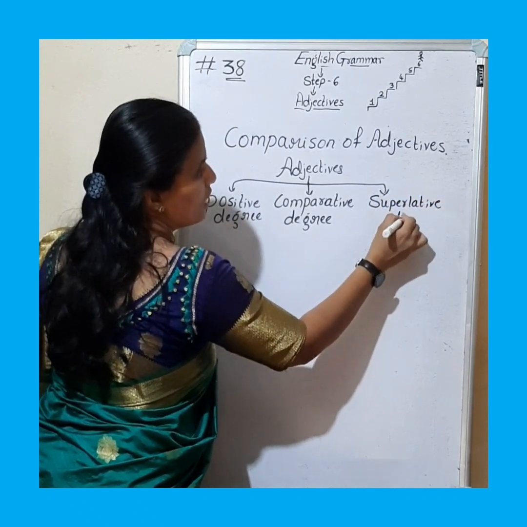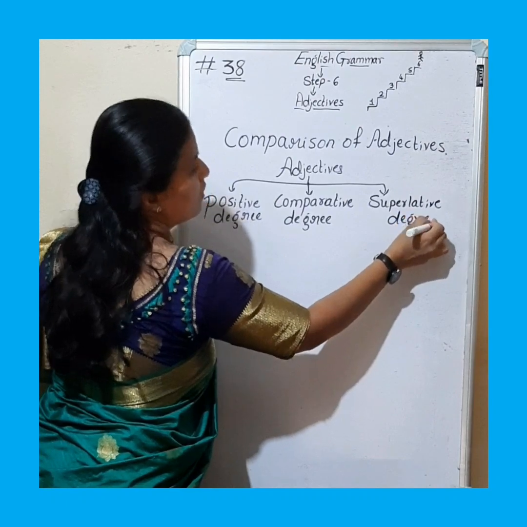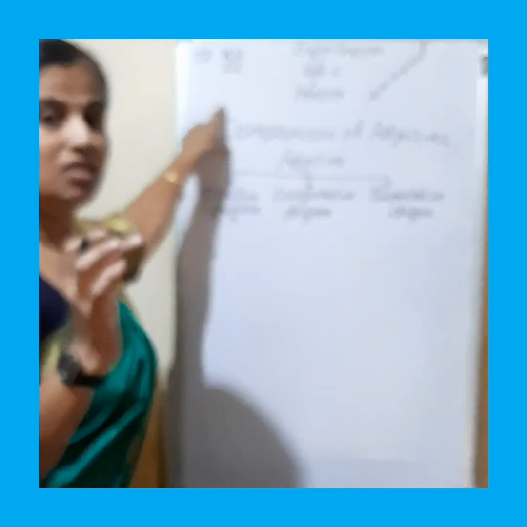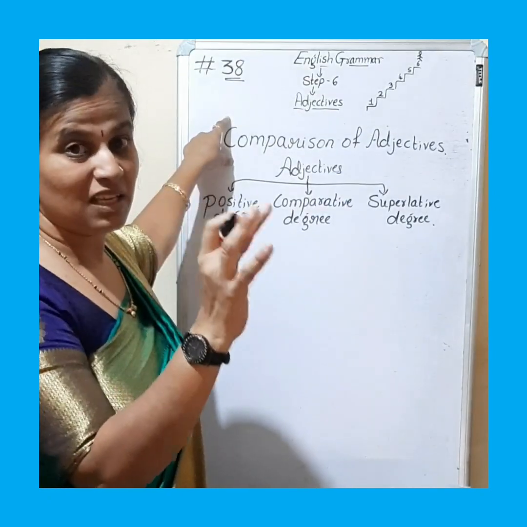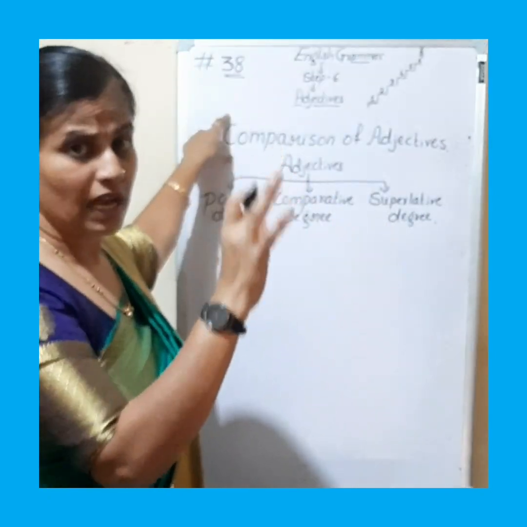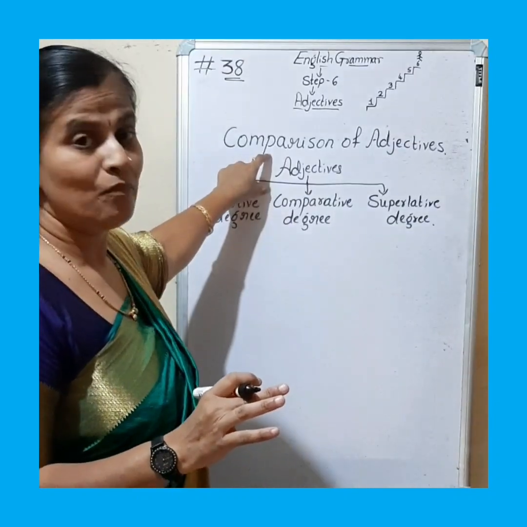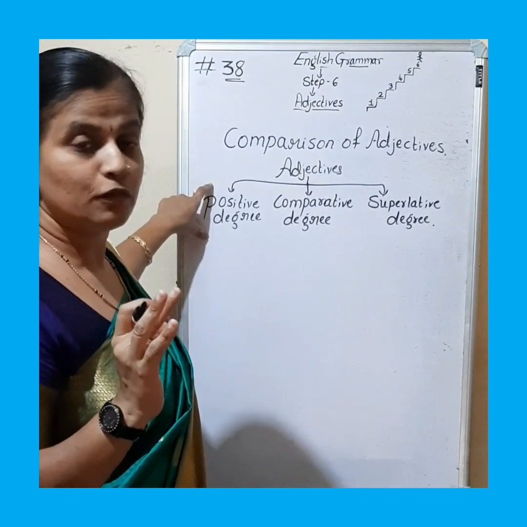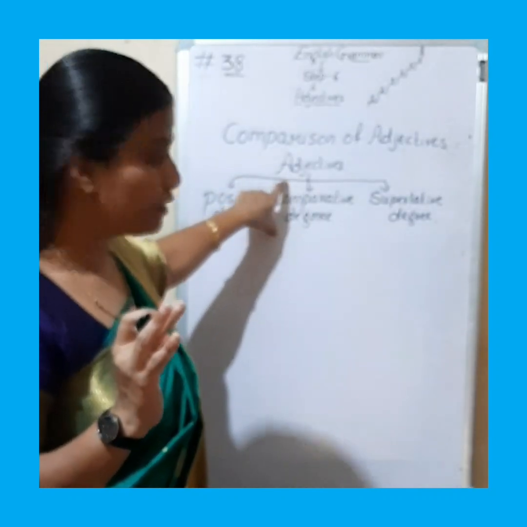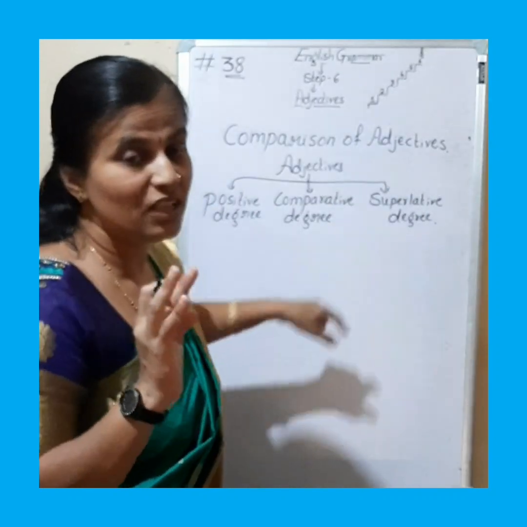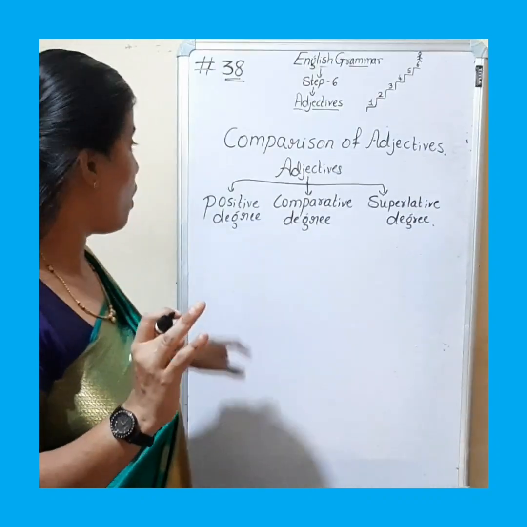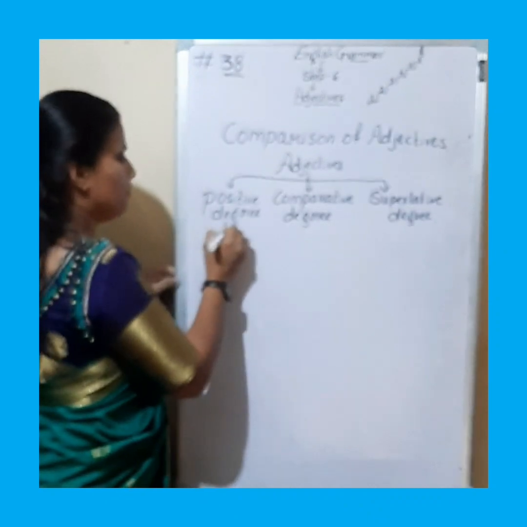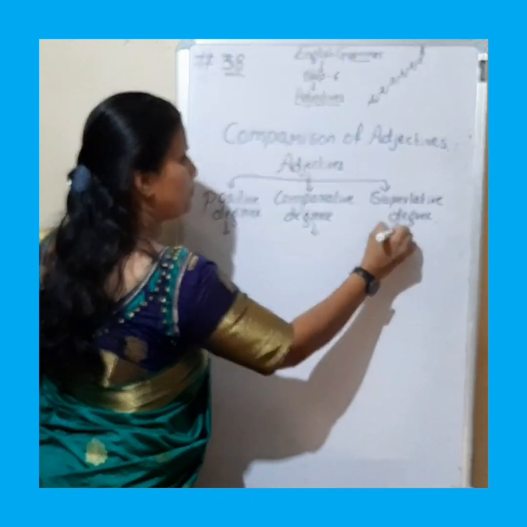Yes, comparison of adjectives we are learning now. This is used to compare persons, places, things or ideas. These adjectives have 3 degrees of comparison. They are positive degree of comparison, comparative degree of comparison, and superlative degree of comparison. Let us know now when these are used, in which situation we have to use them.